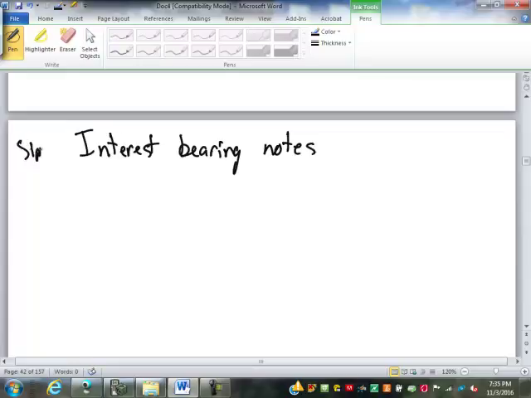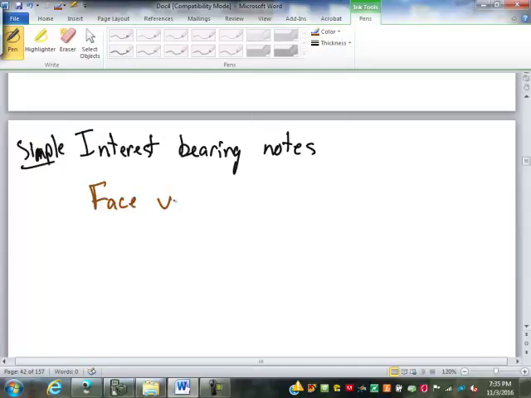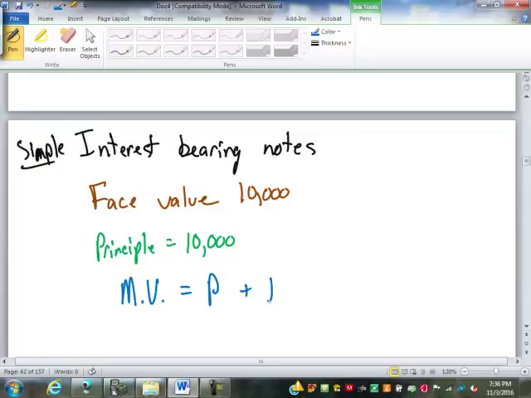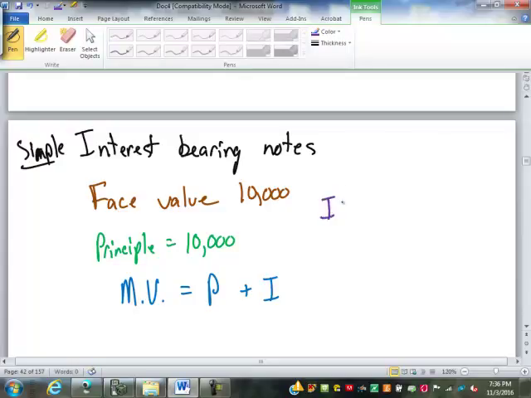And more specifically, simple interest-bearing notes. So let's say I have a note of a face value of $10,000. What that means is that my principal is going to equal $10,000. It equals the face value. My maturity value is going to equal that principal plus whatever interest I get. So the interest, again, is principal times rate times time. That's the way most of us are used to thinking about interest and loans and stuff like that.